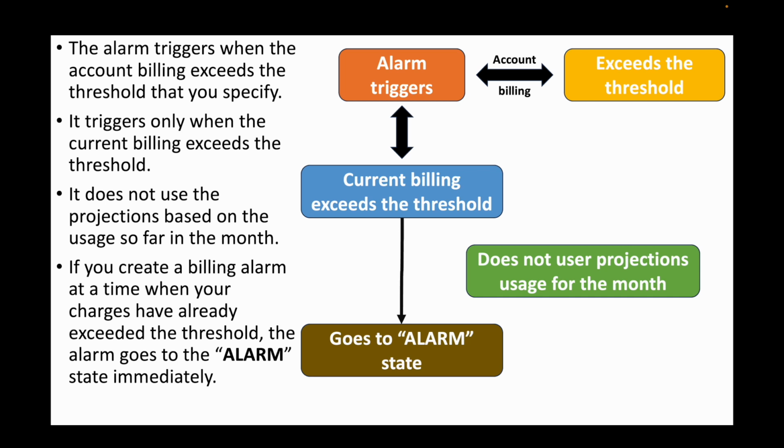All right. So basically, what happens here is we create a CloudWatch alarm which monitors our billing metric, and if the billing metric goes above the threshold, the alarm will transition to the in alarm state, and then it can take the action that you have defined.